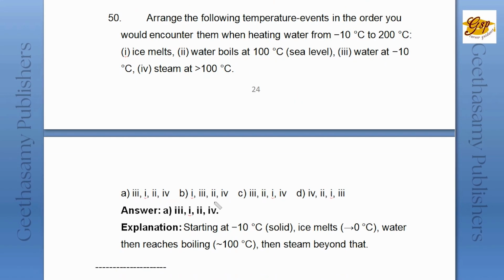3, 1, 2, 4, 1, 3, 2, 4, 2, 3, 2, 1, 4, and 4, 2, 1, 3. Correct answer is 3A, that is 3, 1, 2, 4. The starting is minus 10 degrees, that is solid, then ice melts, then water reaches boiling, then steam beyond that. So that is the order.